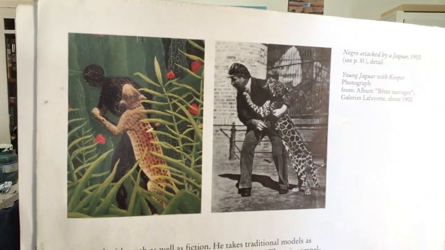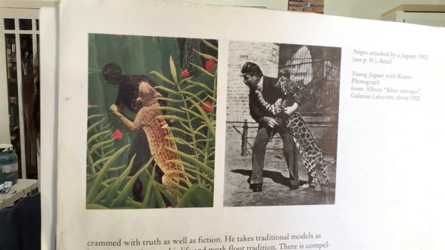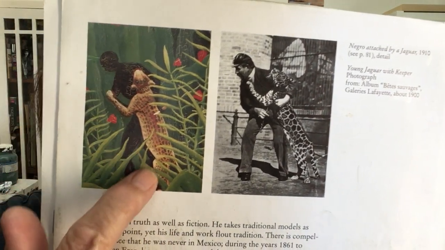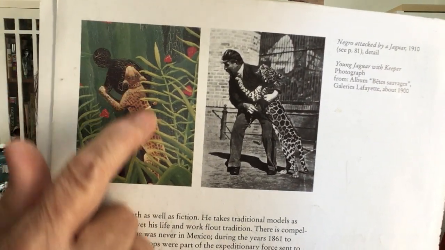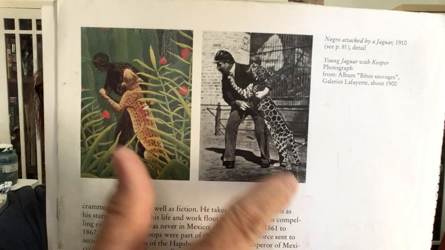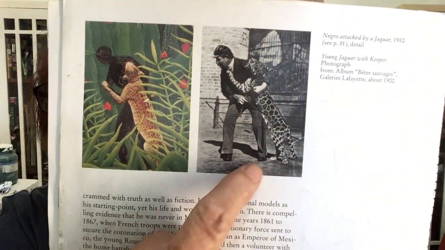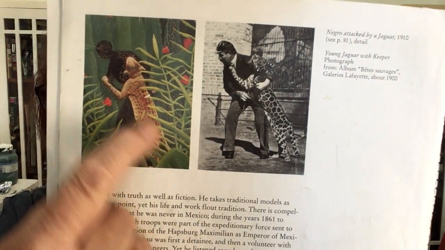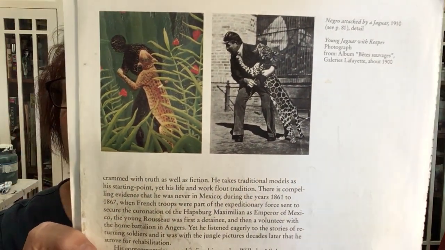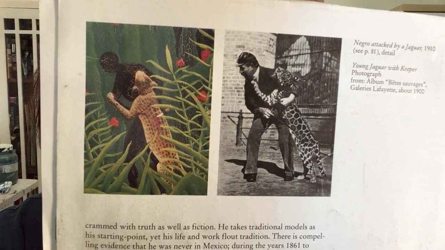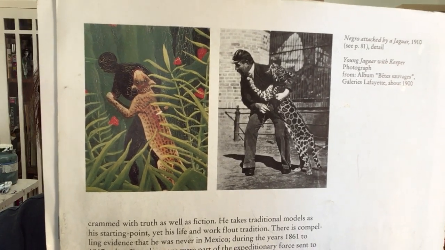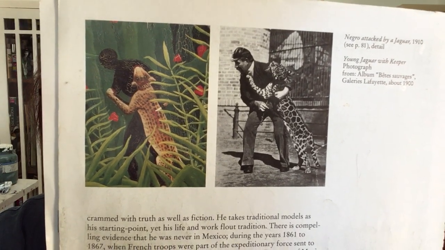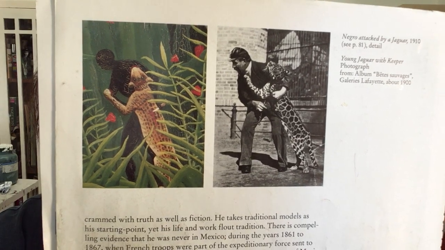Look at this. Our jaguar attacking a native. Here's Henri's painting of the shadow person and the jaguar. Here's the actual photograph that he was copying. Notice that the jaguar is just about in the exact same position. And notice that our native person is in the exact same position as well. Isn't that interesting? He copied. Well, we know that's perfectly okay.